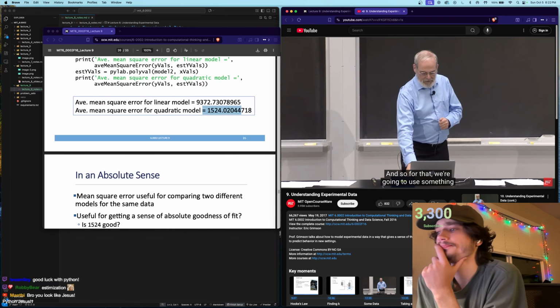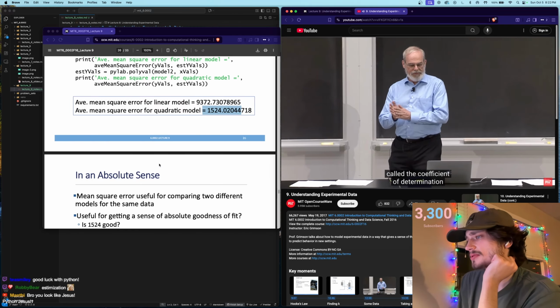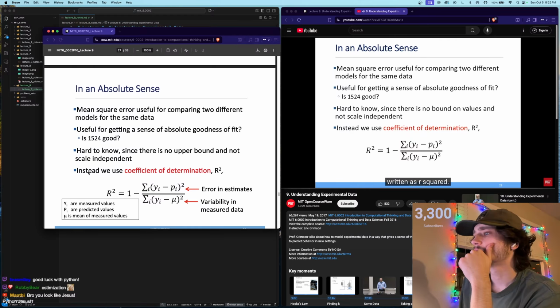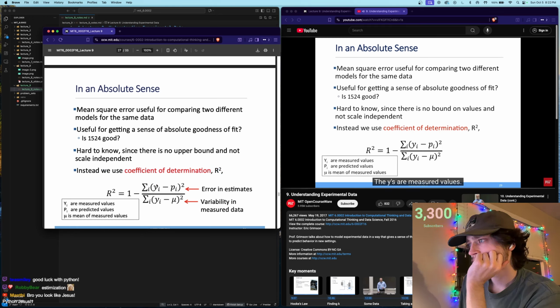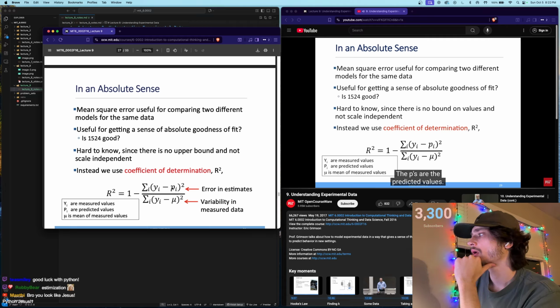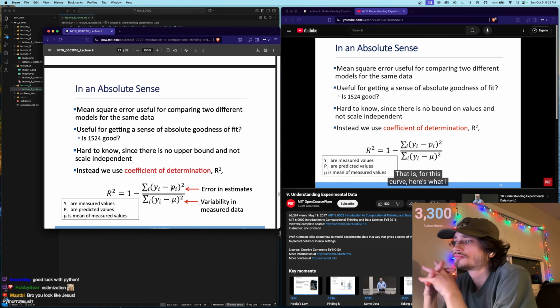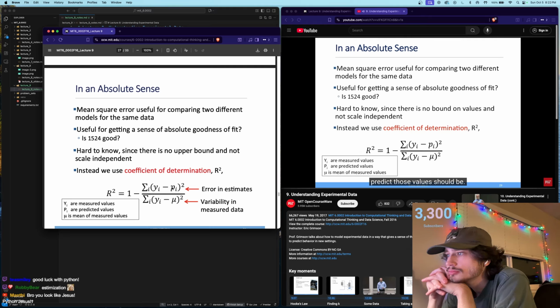And so for that, we're going to use something called the coefficient of determination, written as R squared. So let me show you what this does, and then we're going to use it. The y's are measured values. Those are my samples I got from my experiment. The p's are the predicted values. That is, for this curve, here's what I predict those values should be.